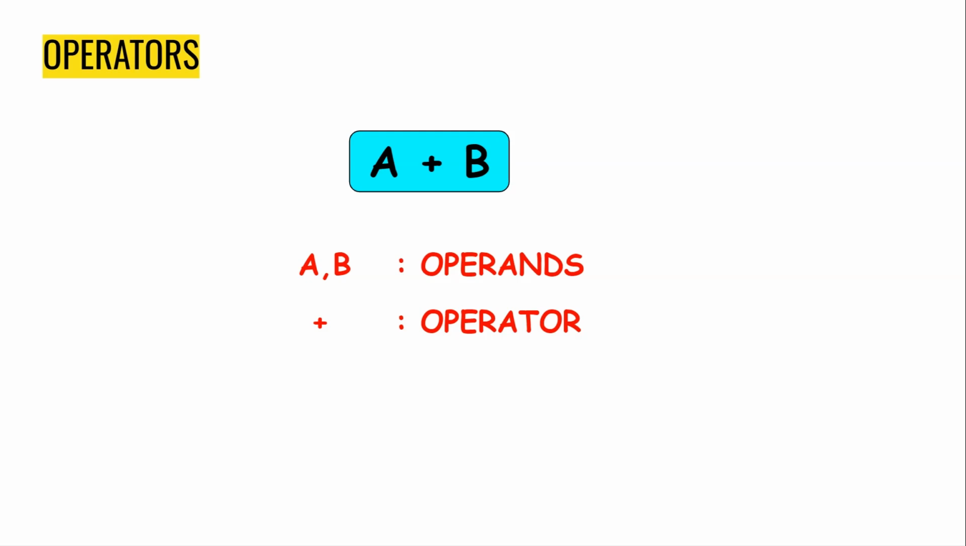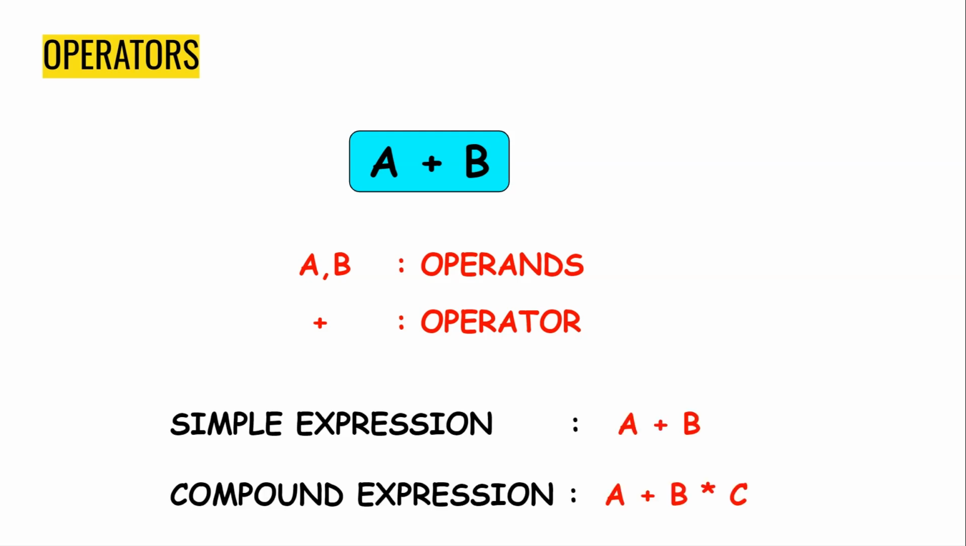This expression is called a simple expression because it has only one operator. If it has more than one operator, then we call such an expression a compound expression. For example, we have an expression A plus B star C. So here we have more than one operator, so this expression is called a compound expression.